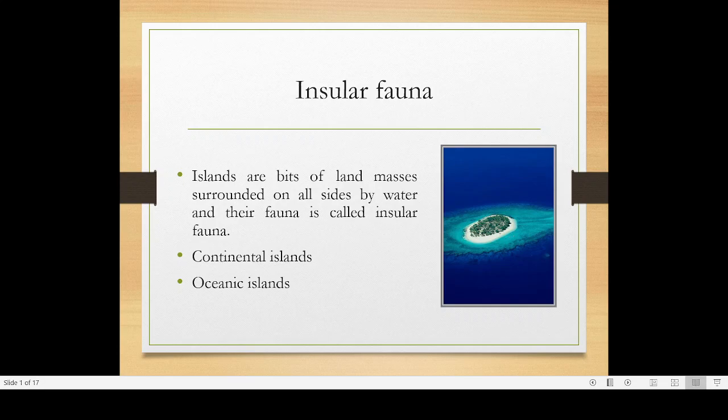So that is the meaning of the word insular. Whenever you hear the term insular, just remember that it is referring to the island fauna. Okay, now basically what is an island? We have to understand what an island is.